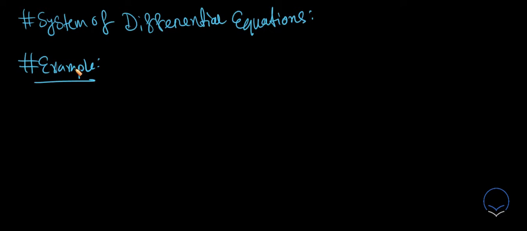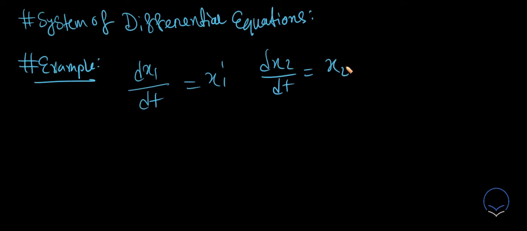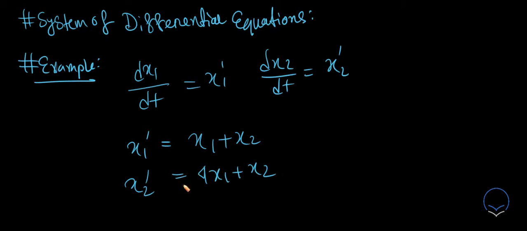For our example, let us choose something very simple. Let's have two variables, one is x1, another one is x2. So dx1 dt, let's denote this as x1 prime, and dx2 dt, let's denote this as x2 prime. And the coupled differential equations are just x1 prime equals x1 plus x2, and x2 prime equals 4x1 plus 4x2. Now, how can we solve this?